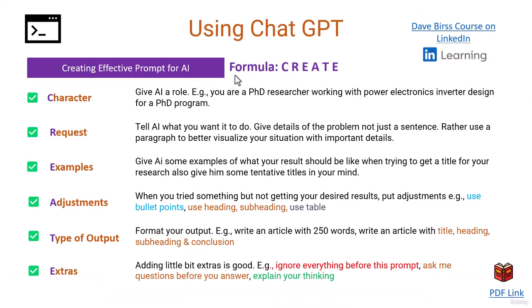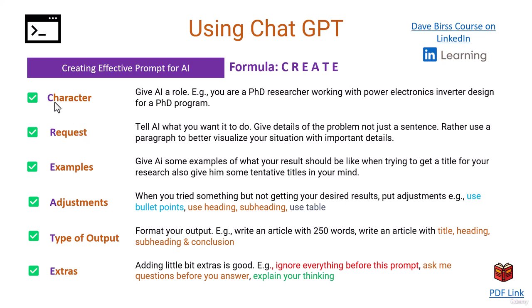Here's the theory I learned from Dave's course on LinkedIn. So the formula is, when you are creating a prompt, if you want to make it effective, you should follow this formula, CREATE. C for character, R for request, E for examples, A for adjustments, T for type of output, and E for extras. So when you are giving a prompt or a query to ChatGPT, if you follow this formula, your prompt will be a more efficient one. Like, what does this mean?